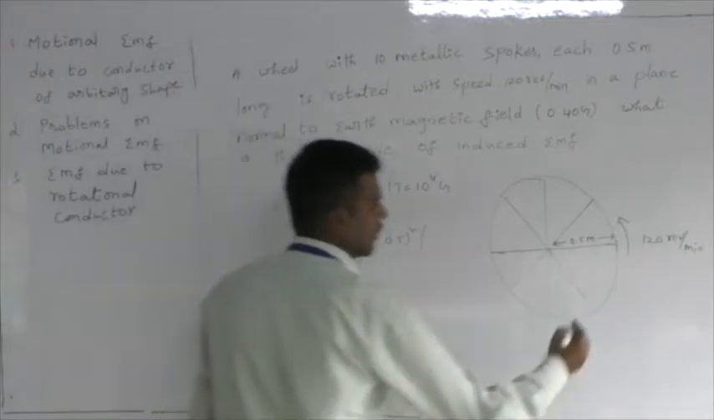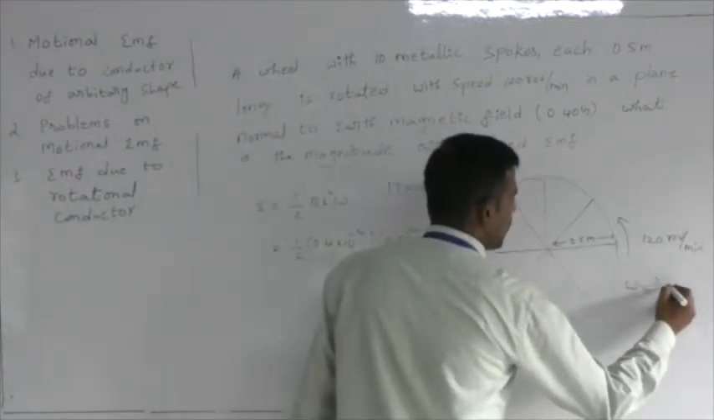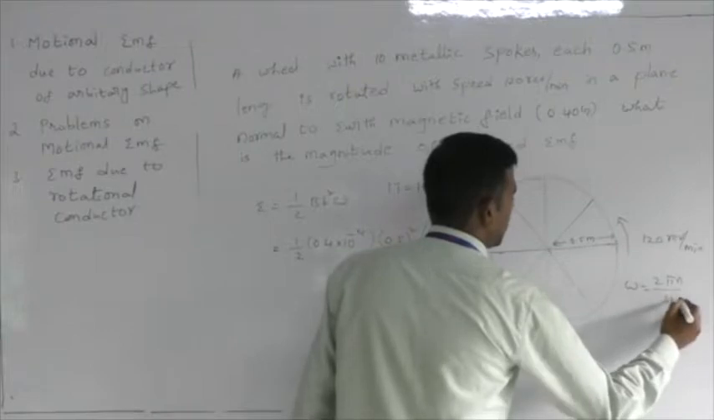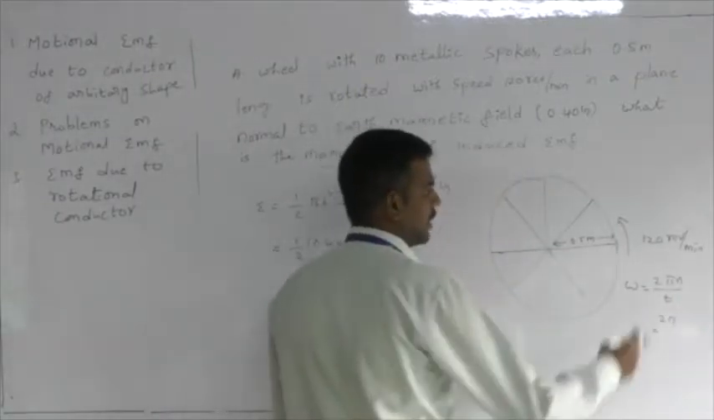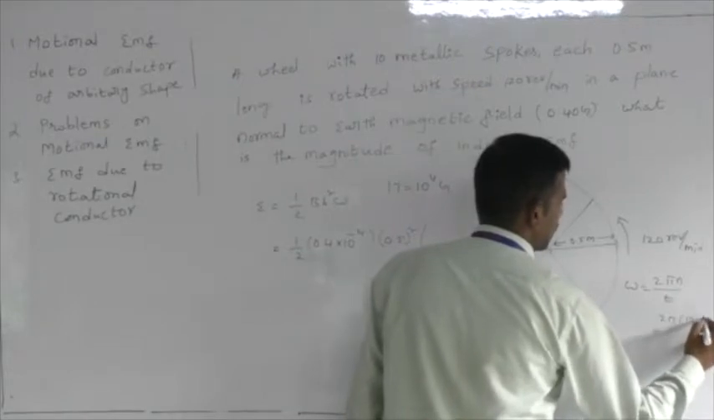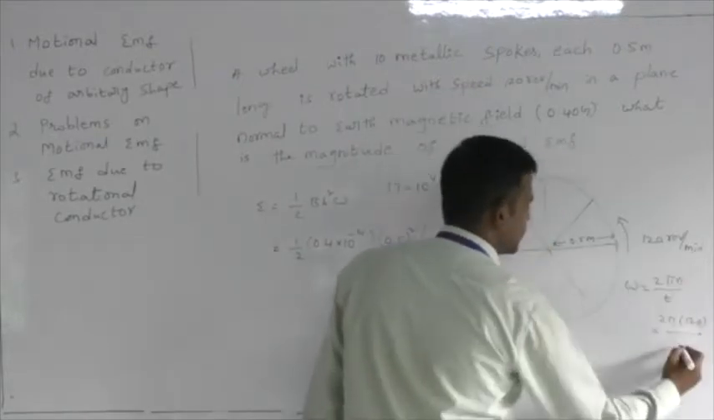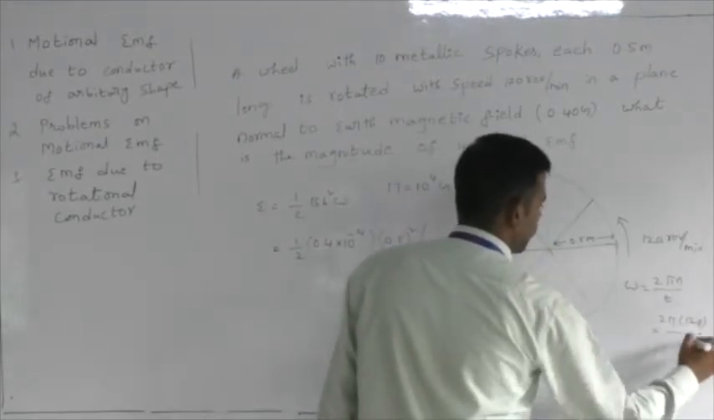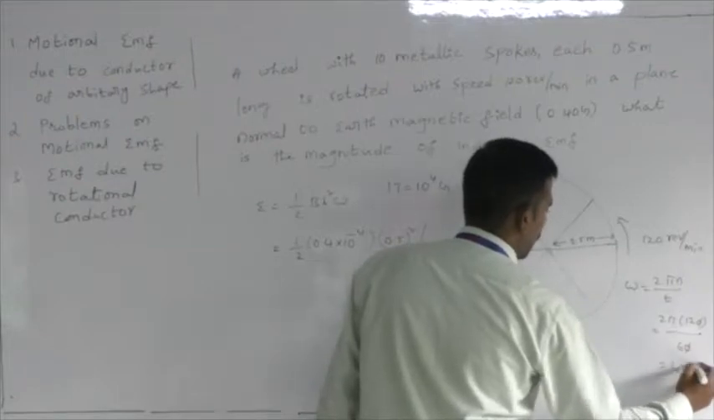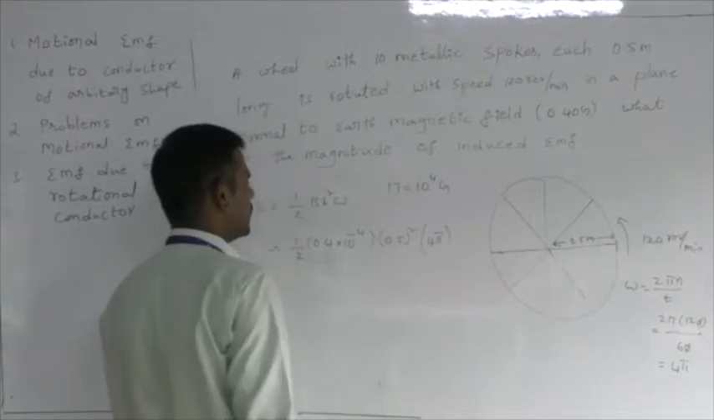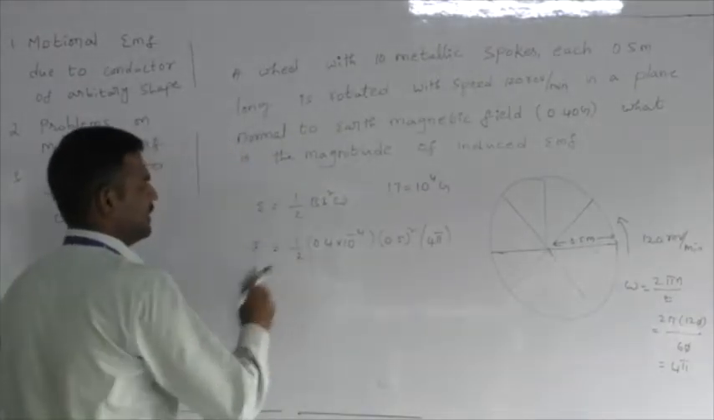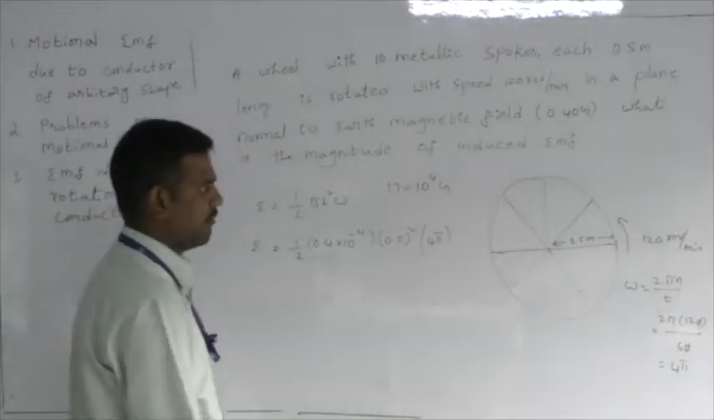Omega is nothing but angular velocity, which is given by the formula 2 pi n divided by t. n stands for number of rotations, which is 120, divided by the time, 60 seconds. Therefore it gives you 4 pi. So that's what we have to substitute, 4 pi. By simplifying this, you will get the induced EMF.